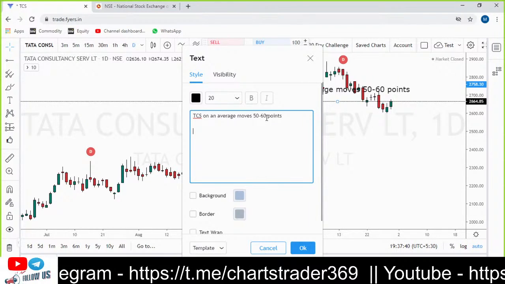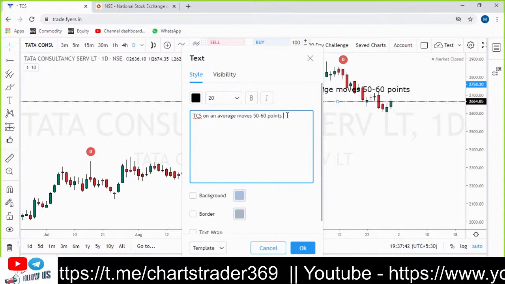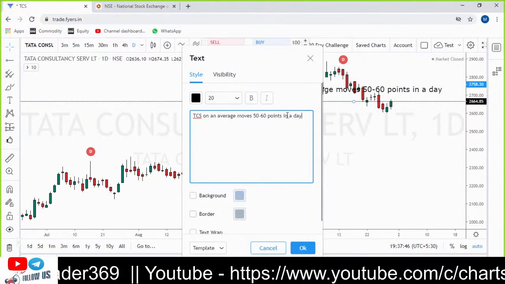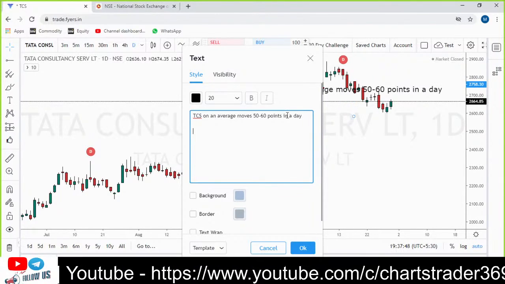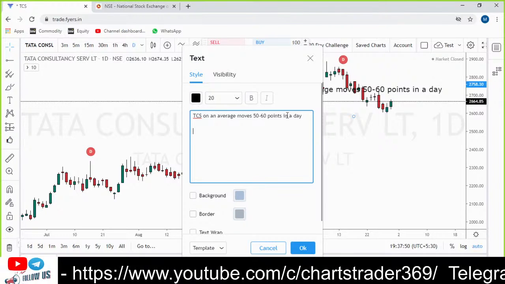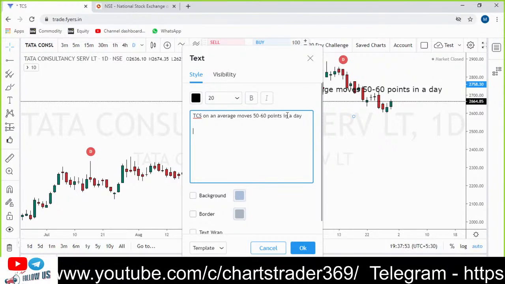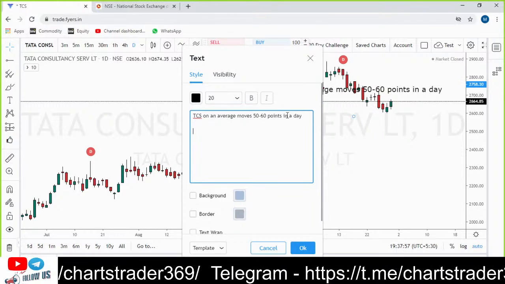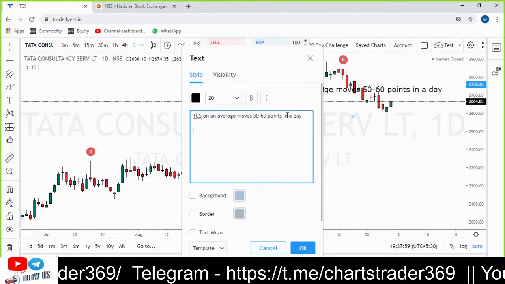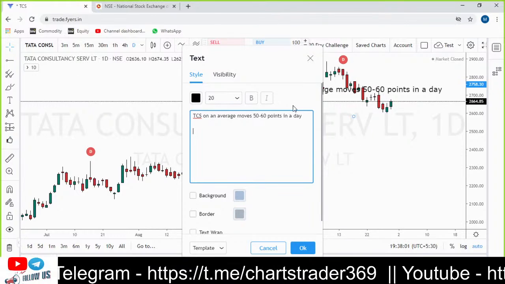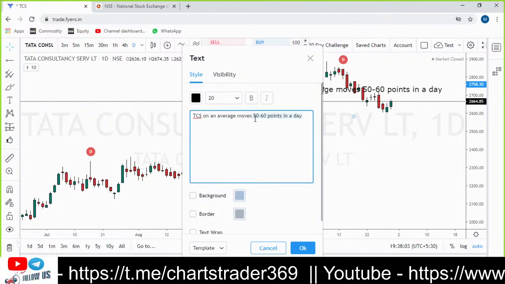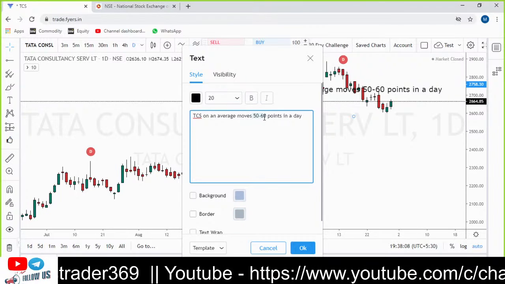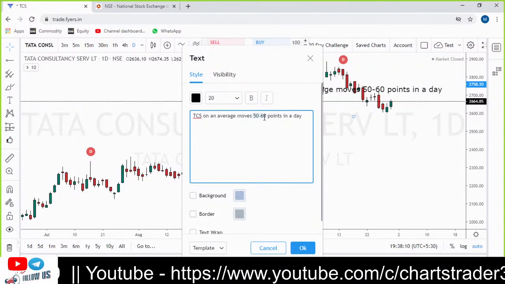You should understand that it moves 60 to 70 points in a day. It's not like 1 hour or 5 minutes. I am calculating the average. If you remember the last session when we gave the free session, we had given a session on ATR. By using ATR, you'll come to know the minimum points each stock can give in a day, or whatever time frame you select.